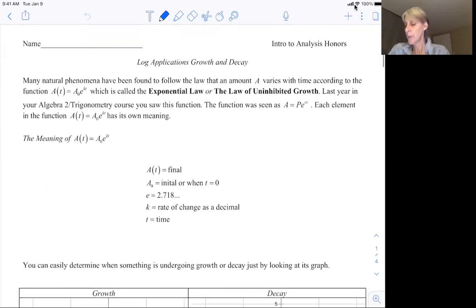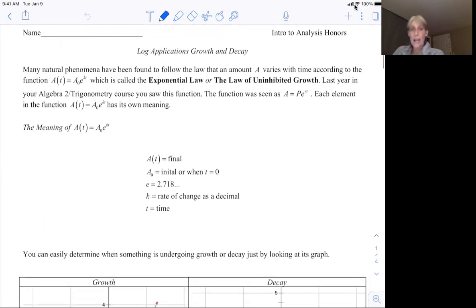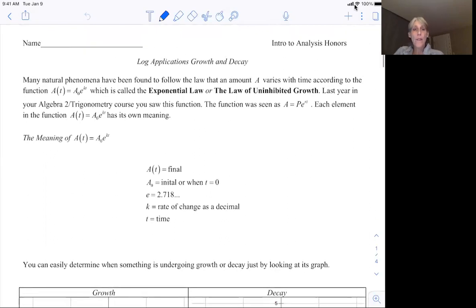Basically, many natural phenomena have been found to follow the law that an amount A varies with time according to the function A of t equals A sub 0 e to the kt. We call this the exponential law or the law of uninhibited growth. You may see this in future classes.